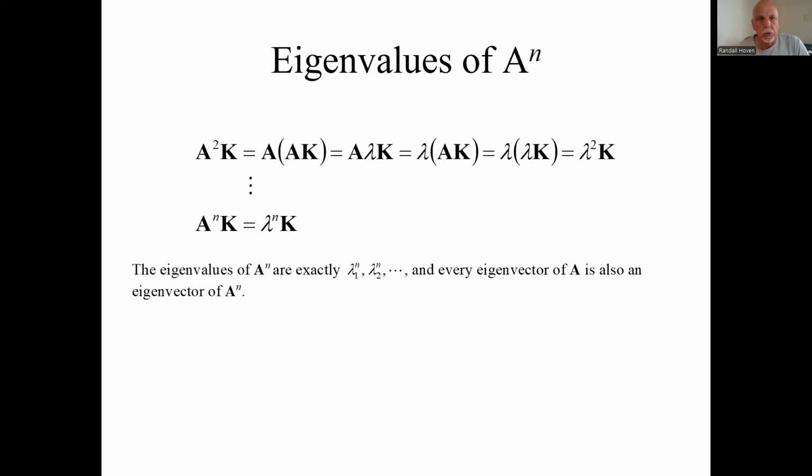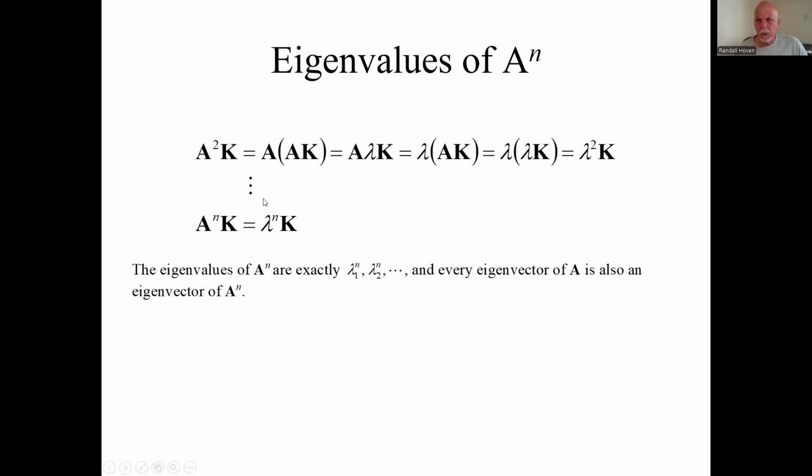One more little fact to prove. The eigenvalues of A to the n. First, let's just do A squared. If I do A squared times k, I can break it up this way. A is a square matrix. That means A squared means A times A. By the associative property, I can do this. But A times k equals lambda k. I can pull that out. And Ak again equals lambda k. I get lambda squared k.